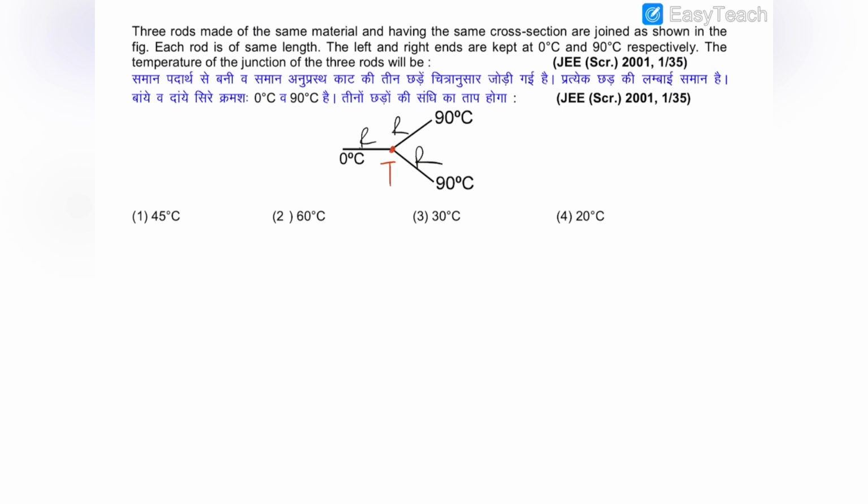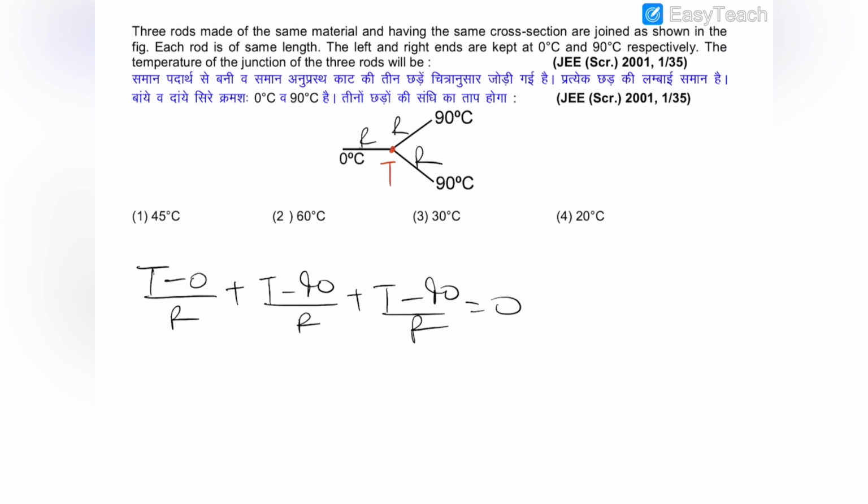So we can apply the nodal analysis and we can write down the equation as (T minus 0) upon R plus (T minus 90) upon R plus (T minus 90) upon R is equal to 0. So 3T is equal to 180. So T is equal to 60 degrees Celsius. So the correct option is option number second.